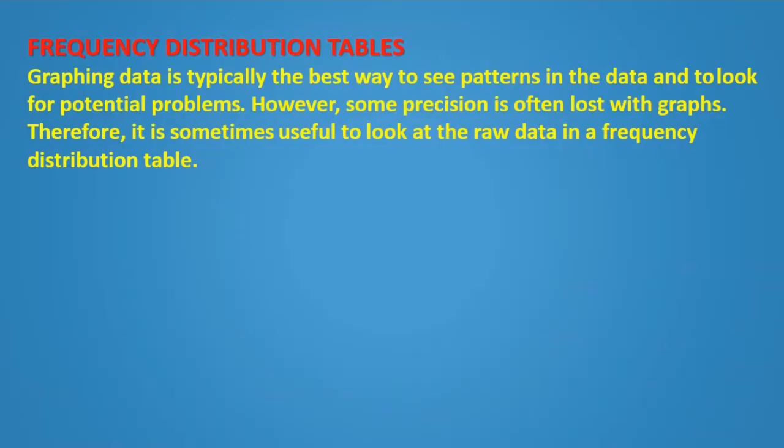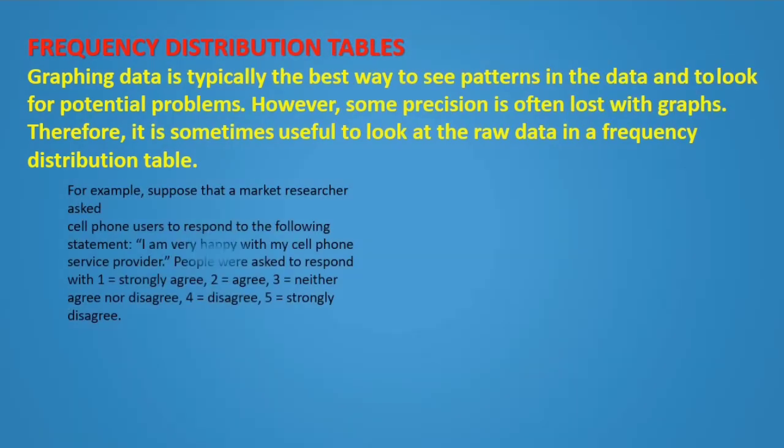For example, suppose that a market researcher asked cell phone users to respond to the statement, I am very happy with my cell phone service provider, and the people were asked to respond with 1 for strongly agree, 2 for agree, 3 for neither agree nor disagree, 4 for disagree, and 5 for strongly disagree.